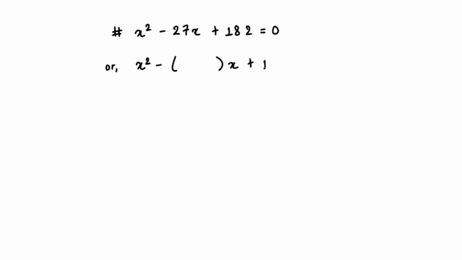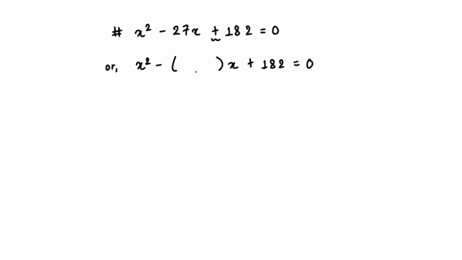Now let's do another one. Let's say we have x squared minus 27x plus 182 equals to 0. Again, first we need to factorize our left-hand side, right? So we have x squared minus, we need to break this 27 into two terms. We have our x over here plus 182 equals to 0.